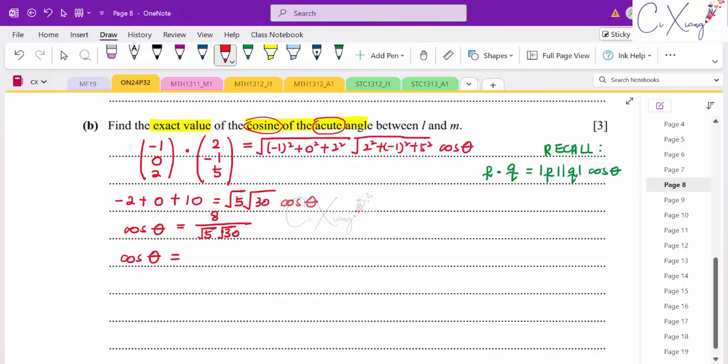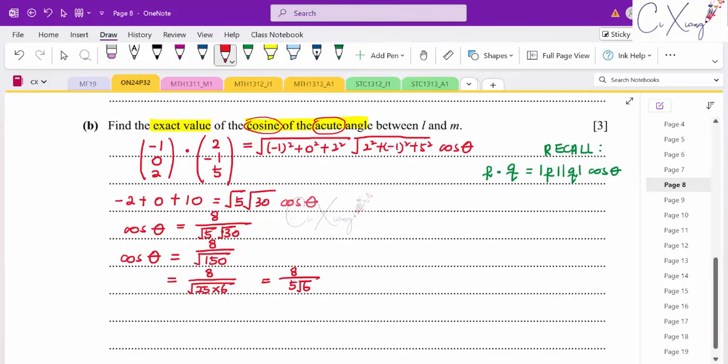Right. Okay, so eventually this is what I have. So cos theta equals, if you want, you can keep it as 8 over square root 150. Or if you want, you can further rationalize it. To rationalize it, I maybe try to simplify first. So 150, I can write it as square root 25 multiplied by 6. Square root 25 is 5, right? So I will be having 8 over 5 square root 6.